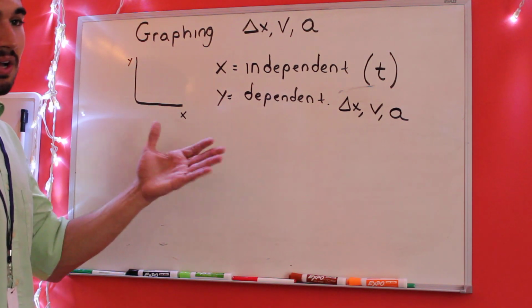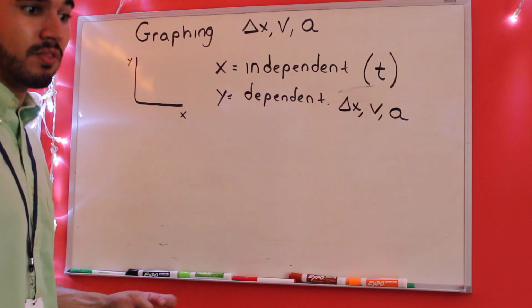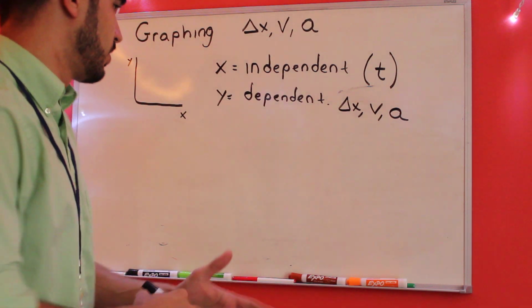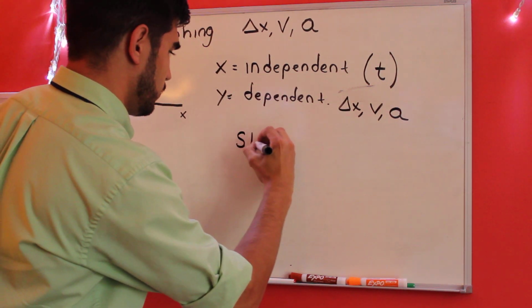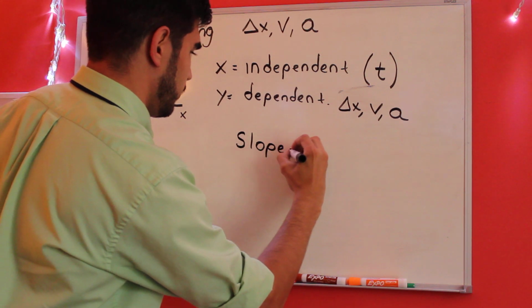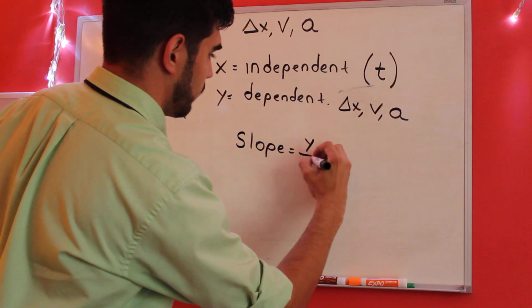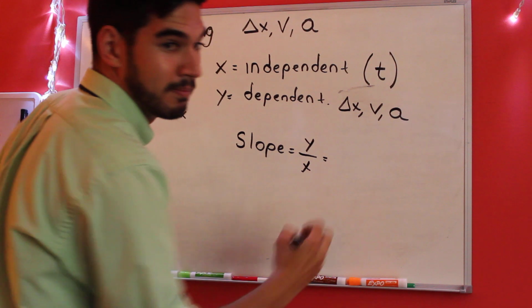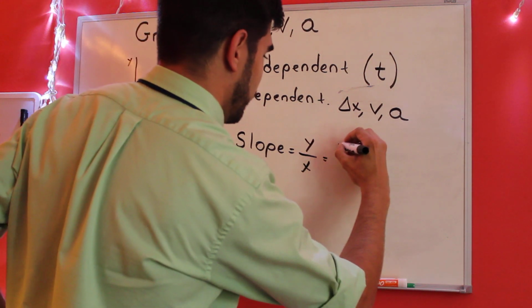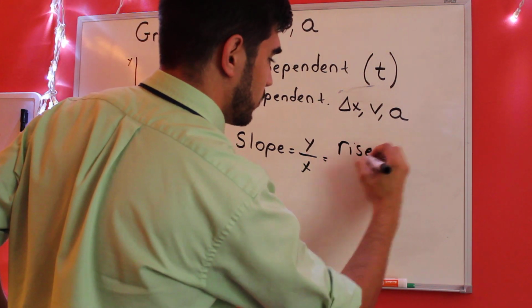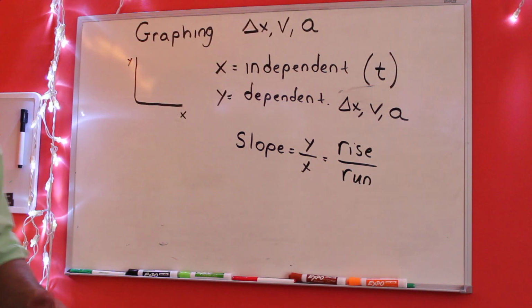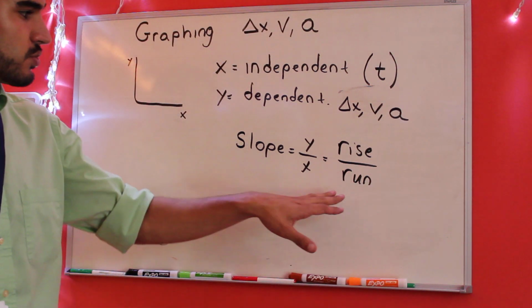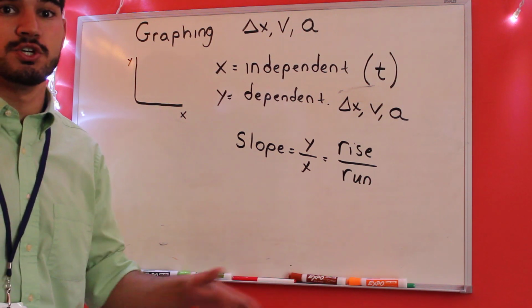So we already kind of have an idea. And the rest just comes down to knowing how slope influences this. So slope equals y over x, or as many math teachers will say, the rise over run. Now, this slope has actually a unique implication.